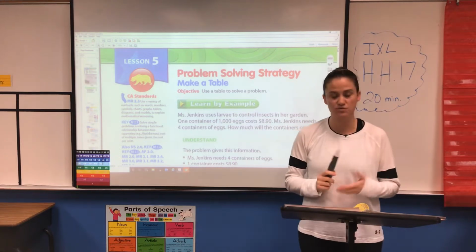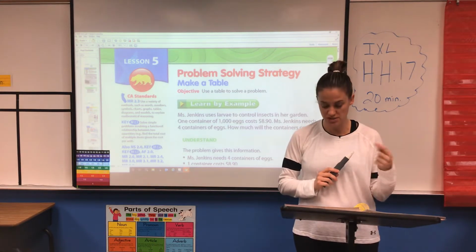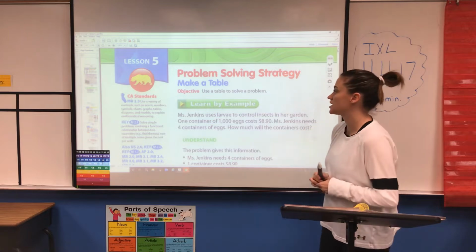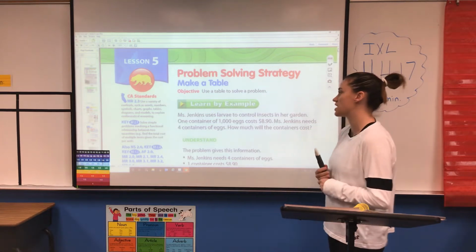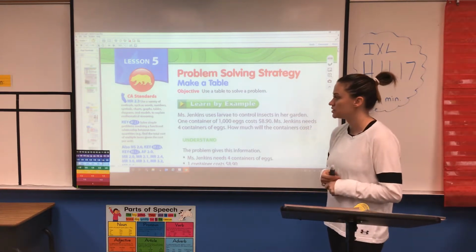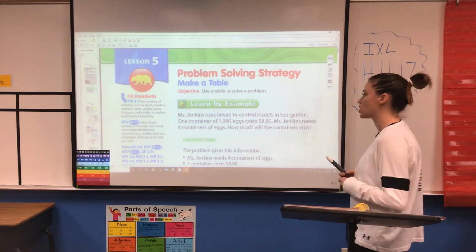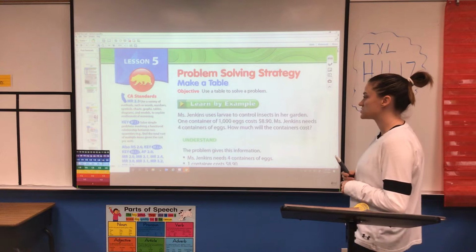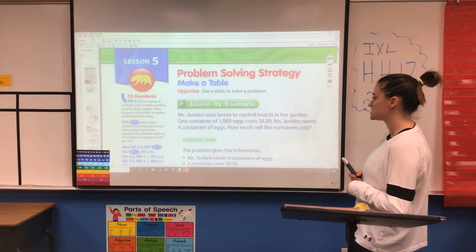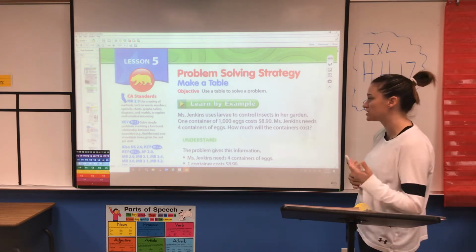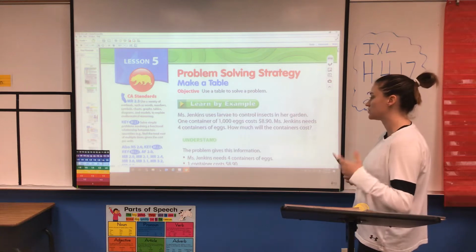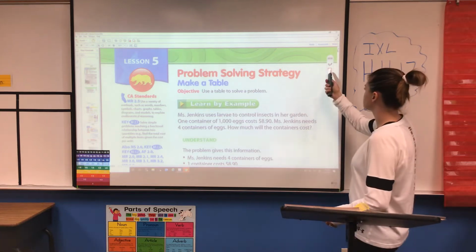In your hard book, if you want to follow along, we're on page 460, 461. Today's objective is to use a table to solve a problem. It says Mrs. Jenkins uses larvae to control insects in her garden. One container of 1,000 eggs costs $8.90. Mrs. Jenkins needs 4 containers of eggs. How much will the containers cost?